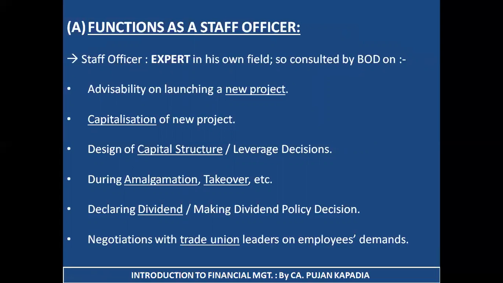Now, what is a staff officer? Basically, when you are an expert in your particular field. For example, the finance manager is an expert in his own field of financial management. As a result, whensoever the board of directors, see, the board of directors are the ones who are going to take the optimum decisions for running the business. So at the time of taking the decisions, the board of directors are definitely going to consult whom? The financial manager. As a result, the finance manager as a staff officer advises or consults the board of directors on the following aspects.